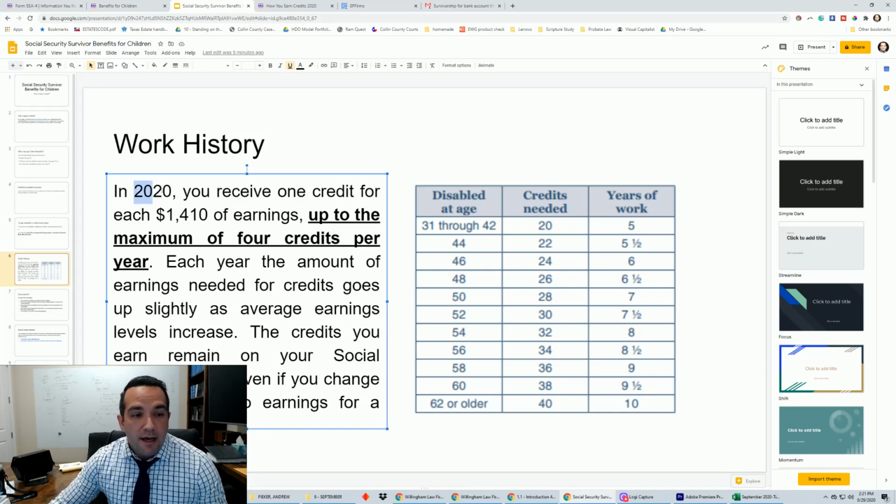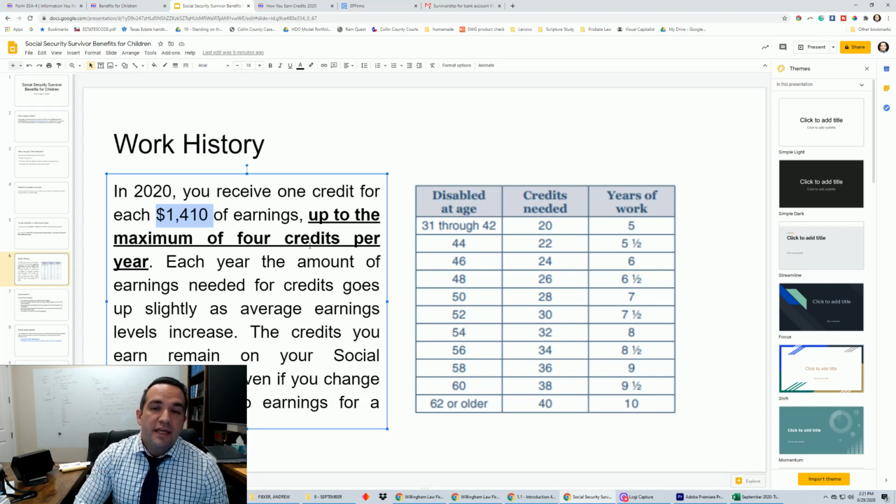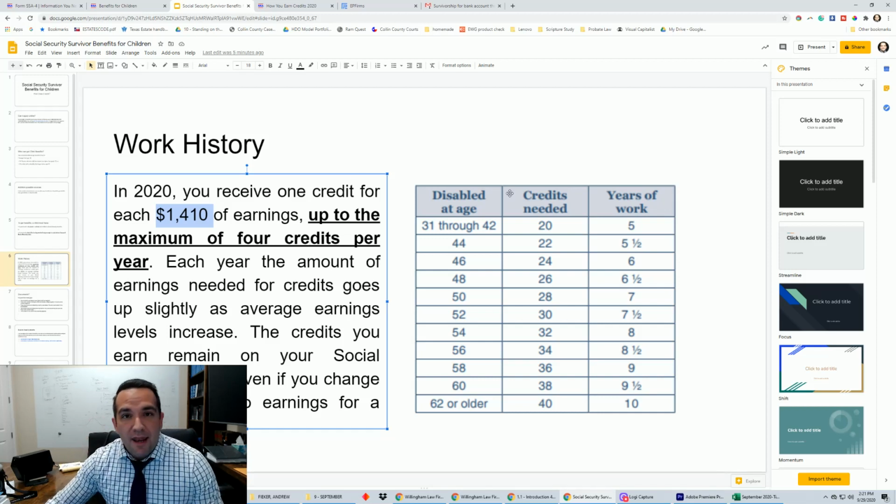In 2020, each credit is earned after you earn $1,410. So basically if you earn $6,000 in a year, you're going to get 4 credits. You can only get 4 credits in a year, okay? And then we're going to add up all your credits over a period of time. If you're somewhere between the ages of 31 and 42, you need 20 credits to be able to get some money for the child benefit.